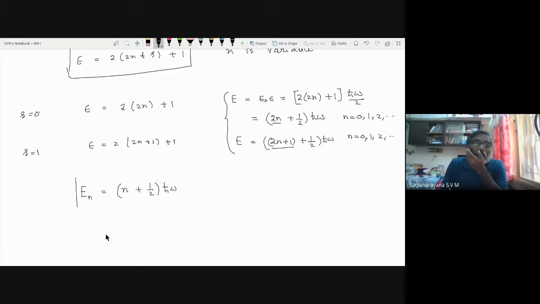So these are the energy eigenvalues of the harmonic oscillator. And as you can see, n is equal to 0, 1, 2, etc. So n equal to 0 is the ground state eigenvalue. E0, even though I have used this same symbol earlier, is h cross omega by 2.